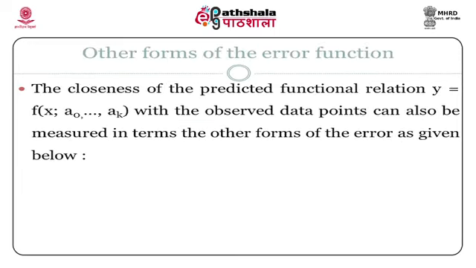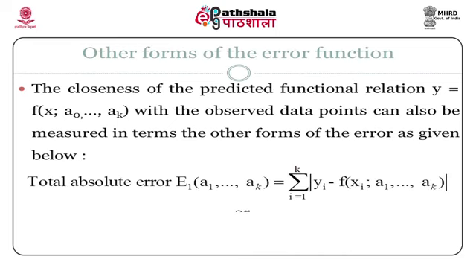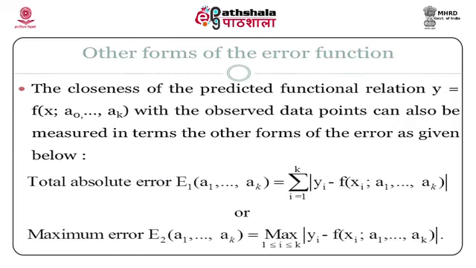The closeness of the predicted functional relationship y = f(x; a0, a1, a2, a3, ..., ak) to the observed data points can also be measured in terms of other types of errors. For example, the total absolute error E1(a0, a1, a2, a3, ..., ak) is the sum over i = 1 to n of the absolute value of yi minus the estimated value f(xi; a0, a1, a2, ..., ak), summed over all the observations. The maximum error, E2(a0, a1, a2, a3, ..., ak), is the maximum of all these error values.